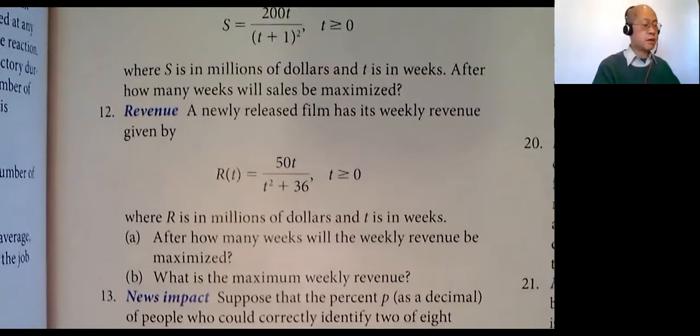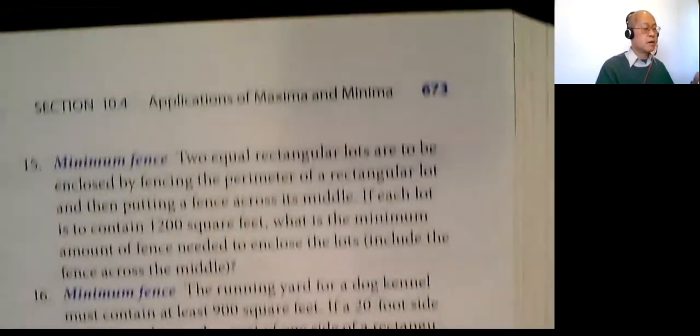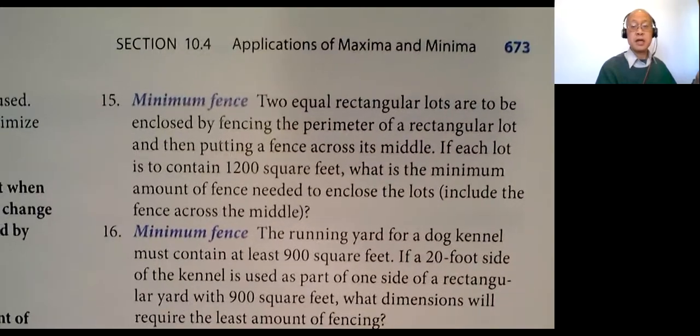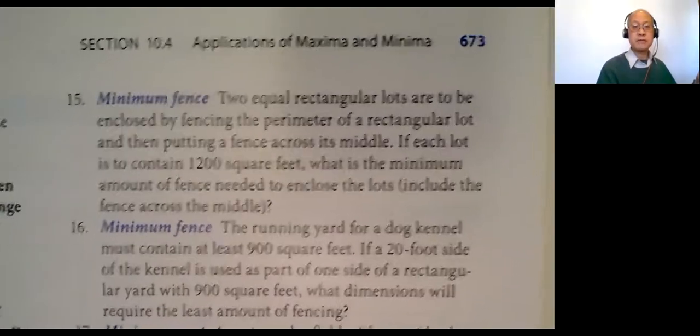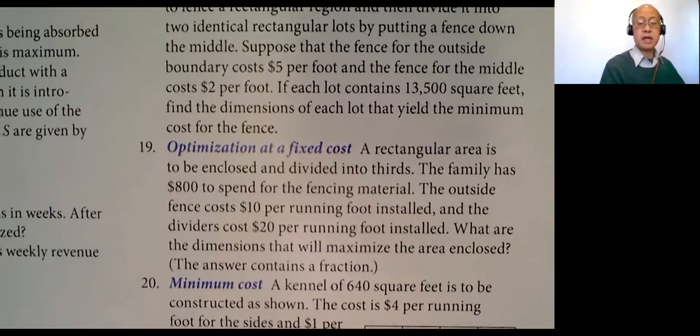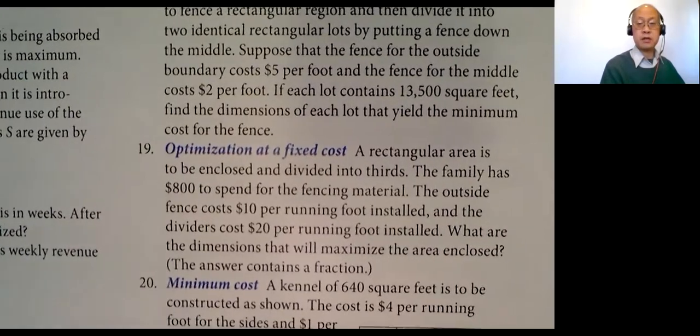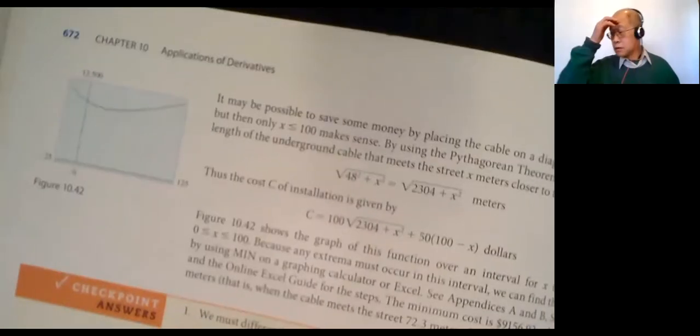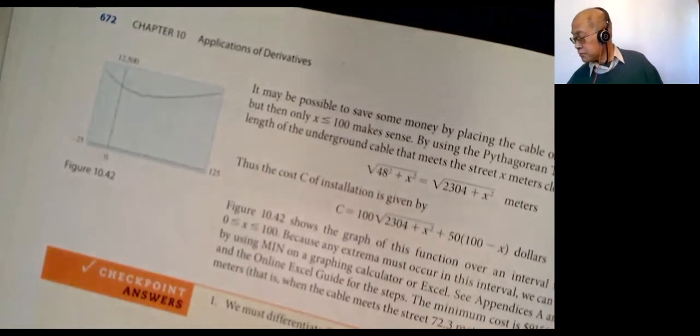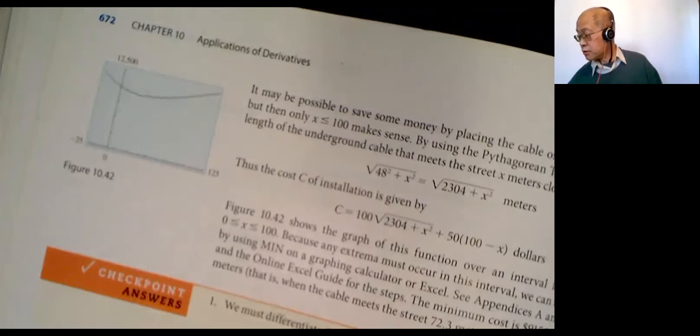Okay, looks like we're trying to maximize revenue. 15, minimize fencing. And 19, optimization at a fixed cost. Right, so there we go. Okay, so I'll start you off with number 2.